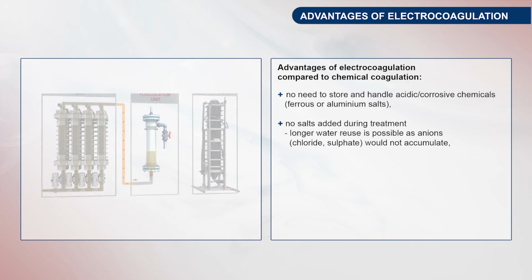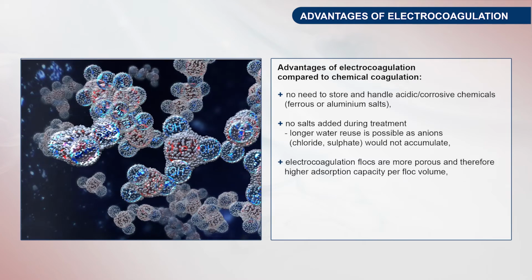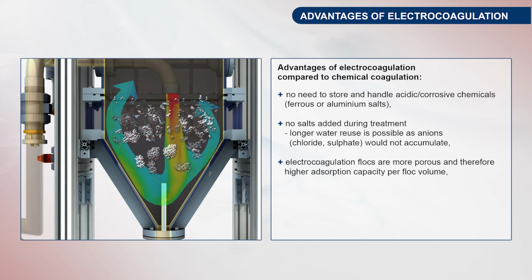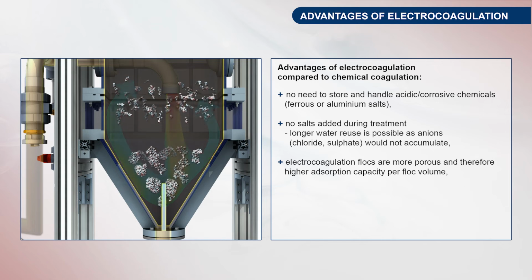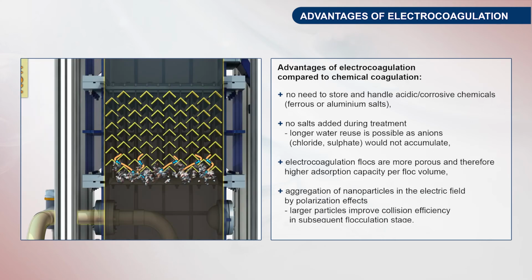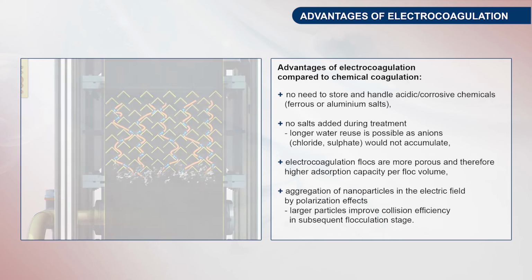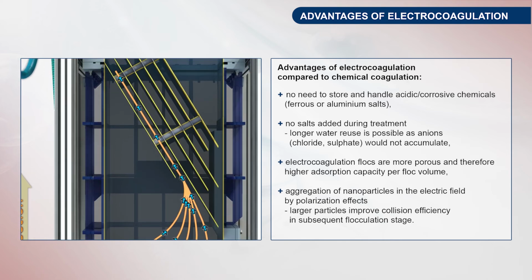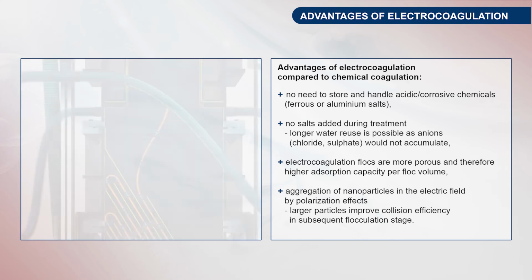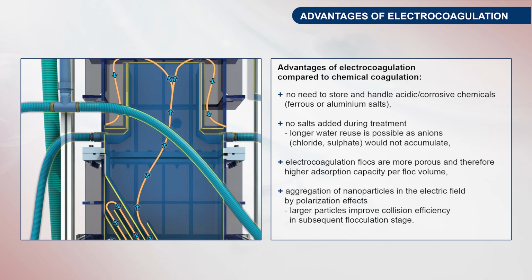Electrocoagulation flocks are more porous and therefore have a higher absorption capacity per flock volume. The aggregation of nanoparticles in the electric field by polarization effects produces larger particles, improving collision efficiency in subsequent flocculation stages.